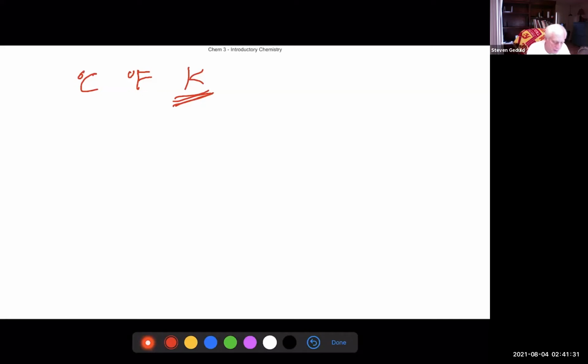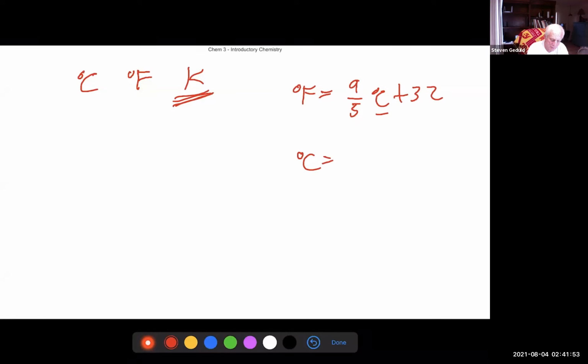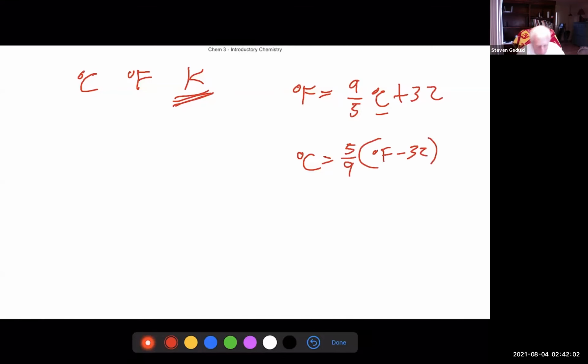And the formulas are: degrees Fahrenheit is equal to 9/5 times your degrees centigrade plus 32. Yeah, plus 32. Okay, and then let's rearrange that and solve for degrees centigrade. Degrees centigrade is going to equal degrees Fahrenheit minus 32, and then times 5 divided by 9. You just use your formula to move it around. So we can move that around any way we want, and we can always convert from degrees Fahrenheit to degrees centigrade.